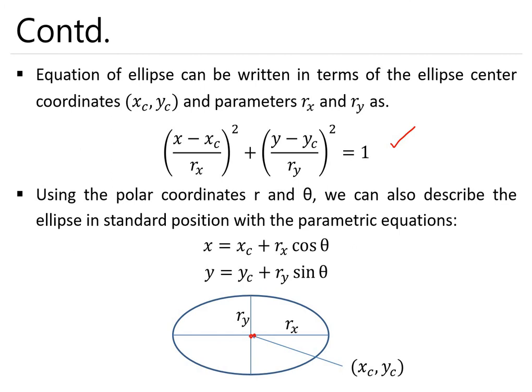Using the polar coordinates r and theta, we can also describe the ellipse in standard position with the parametric equations. x equals xc plus rx cos theta, y equals yc plus ry sin theta. This is another formula for generating an ellipse.